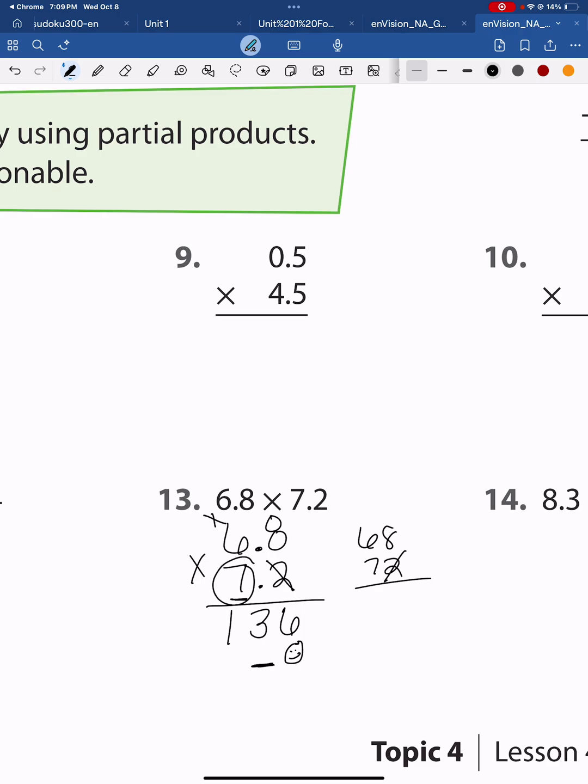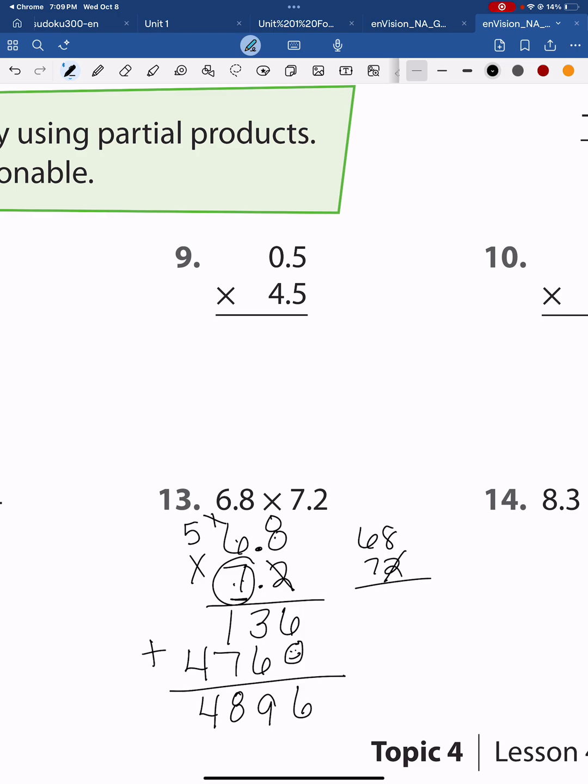And now you multiply the 7 by 8 and then 7 by 6. So 7 by 8 is 56. Carry the 5. 7 times 6 is 42, plus 5 is 47. Now we add those partial products. 6 plus 0 is 6. 3 plus 6 is 9. 1 plus 7 is 8. And nothing plus 4 is 4.